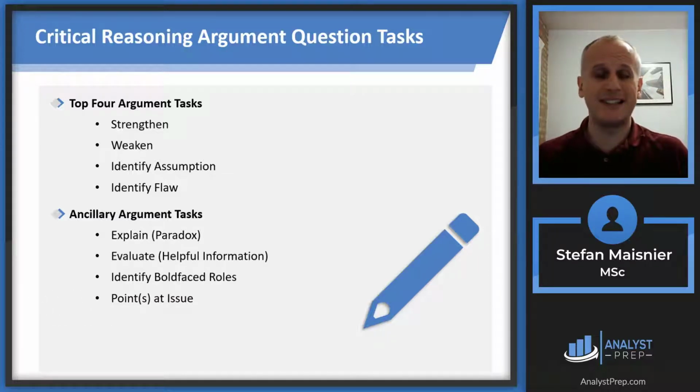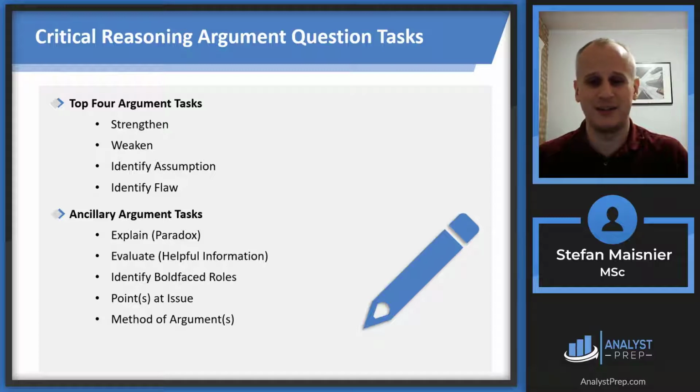You'll also see points at issue, which are another type of question that can involve two speakers, where one is sometimes debating the other, or they're in some way contradicting each other, so you've got to determine what point may be creating the conflict. And then lastly is just going to be method of argument, which is kind of a cousin to the identifying bold-faced roles.